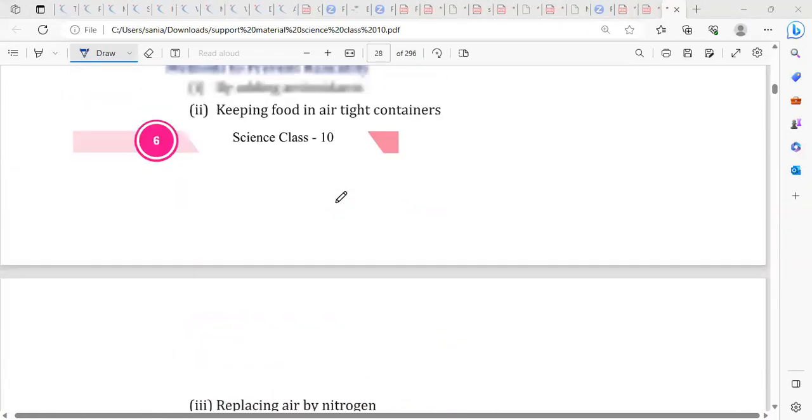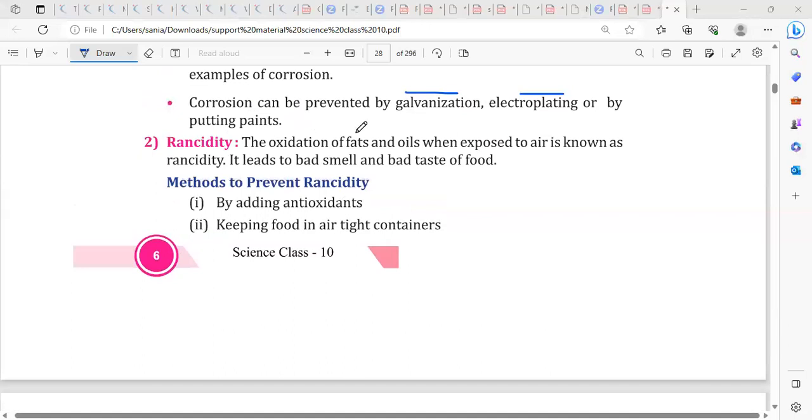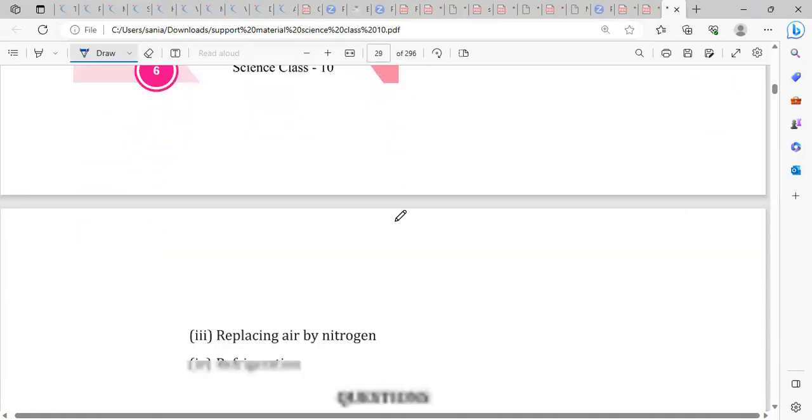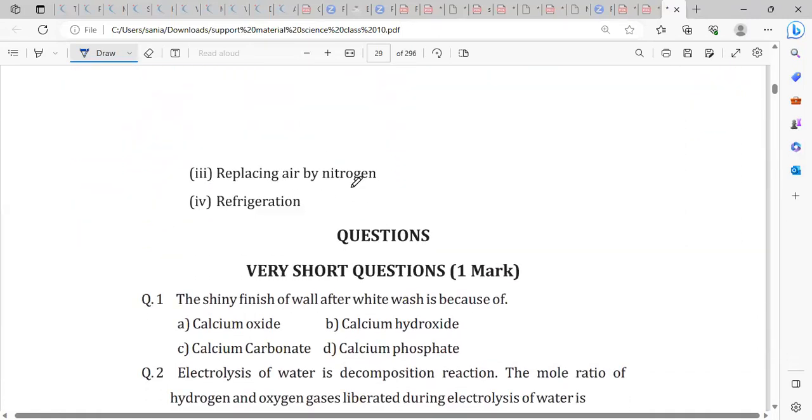What is rancidity? See, it is the oxidation of fat and oil exposed to the air. For example, a chips packet: if you open it and leave it like this for some time, you will find it smelly with a bad taste. That is basically rancidity. And how can you prevent it? You can add an antioxidant. You can keep the chips in an airtight container. You can replace the air with nitrogen and do refrigeration. Clear?